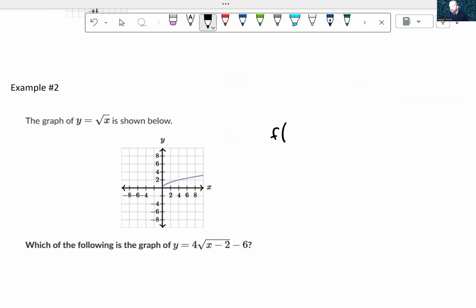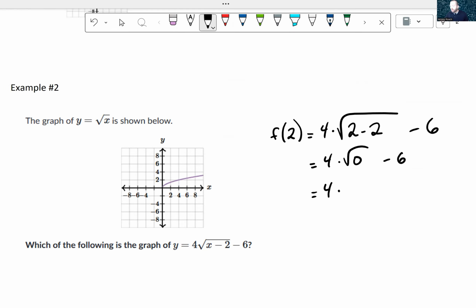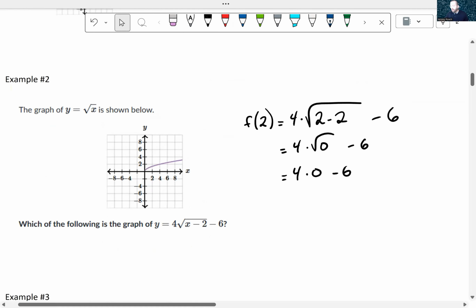So we have f of 2 equals 4 times the square root of 2 minus 2, plugging in 2 for x, not 0 for x, and then minus 6. So this is going to be 4 times the square root of 0 minus 6, and this is 4 times 0 minus 6. And it looks like we have some of this cut off.